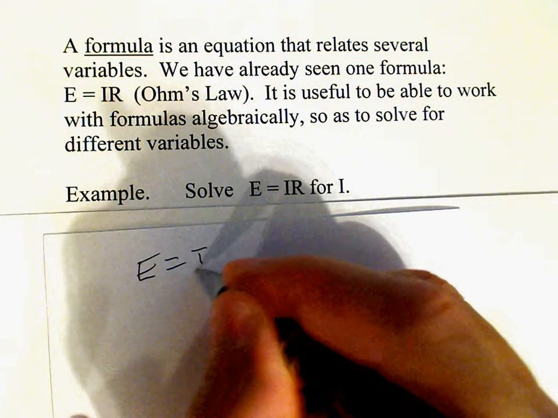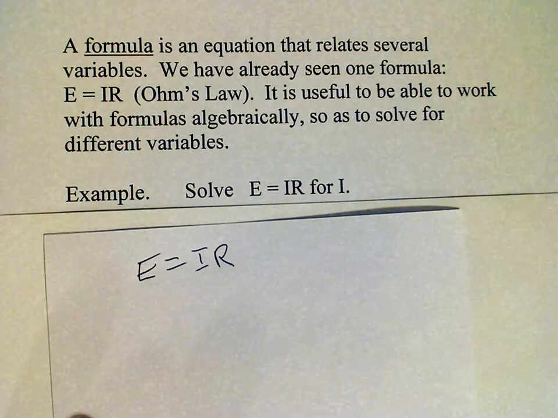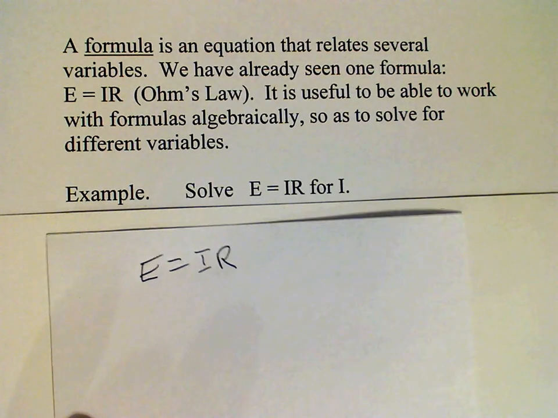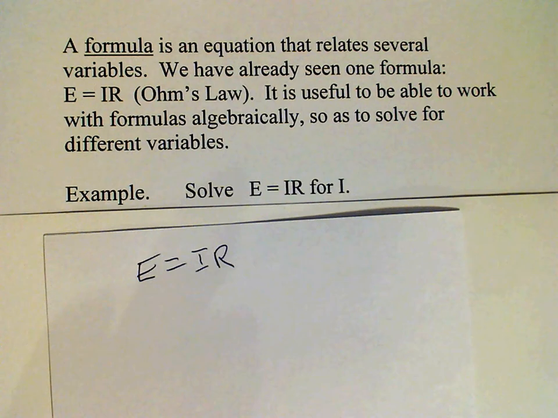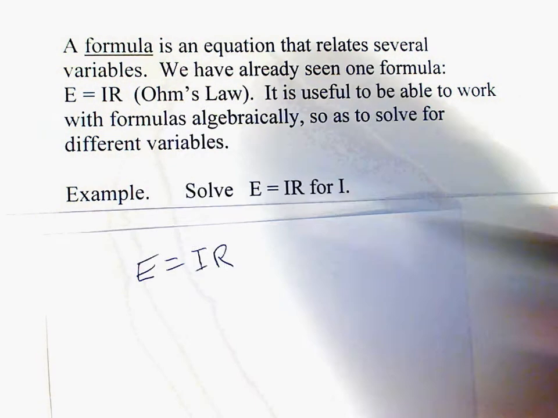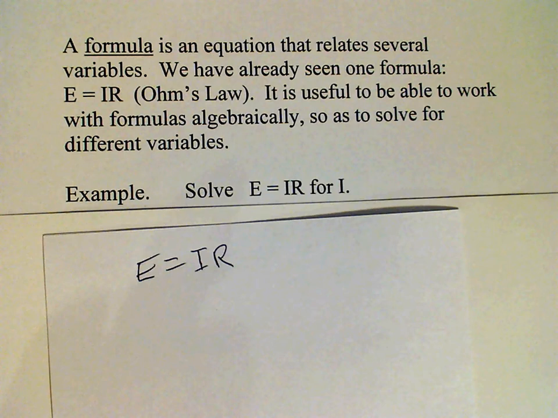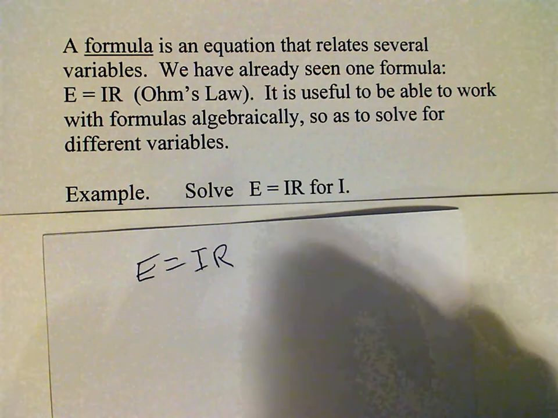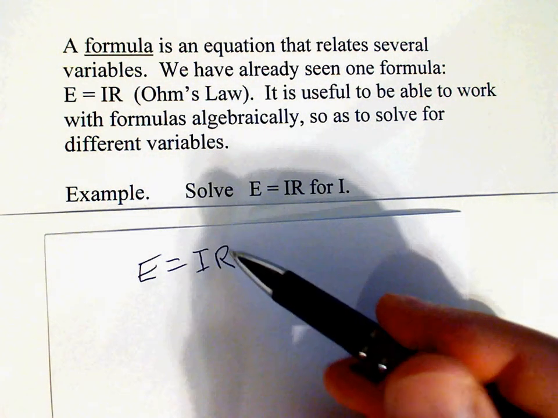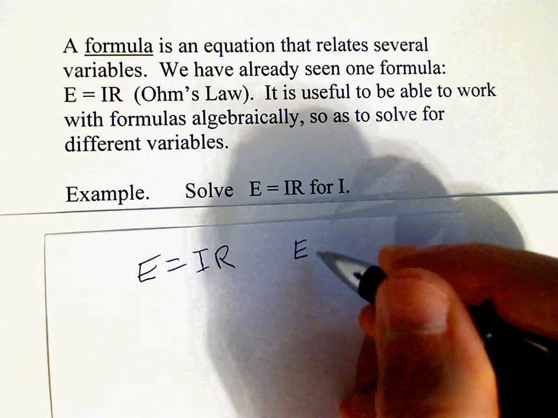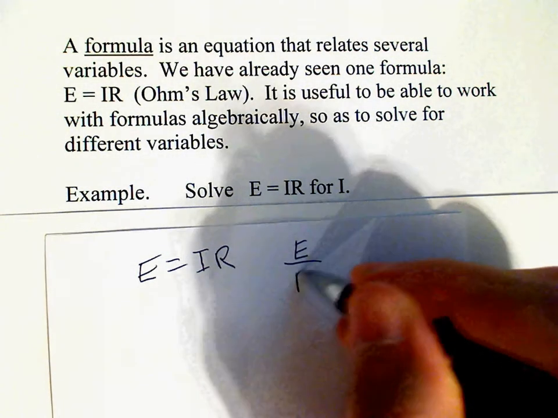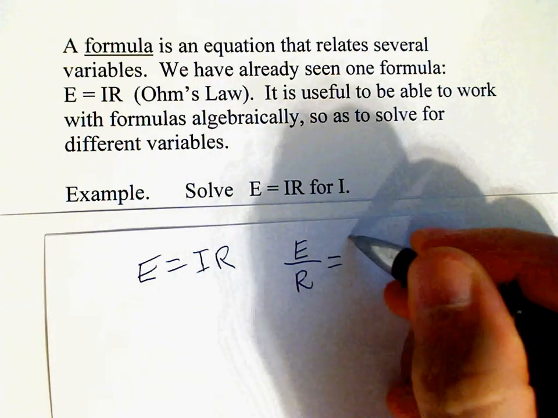E equals IR. Okay, so suppose that we know what the voltage is and we know what the resistance is. We want to find the current. Well, this is easy enough. We want to get I by itself, so to do that we must divide by R, and that completes the solution. We divide on each side by R.